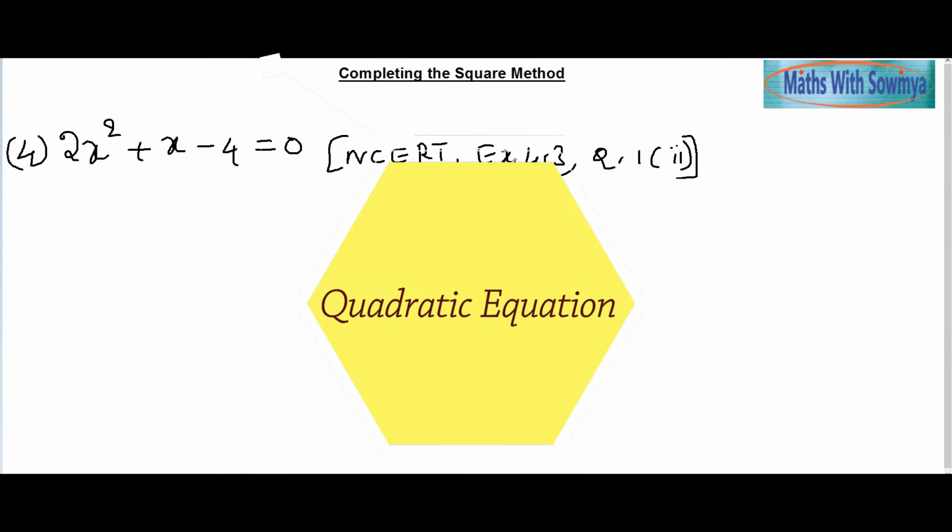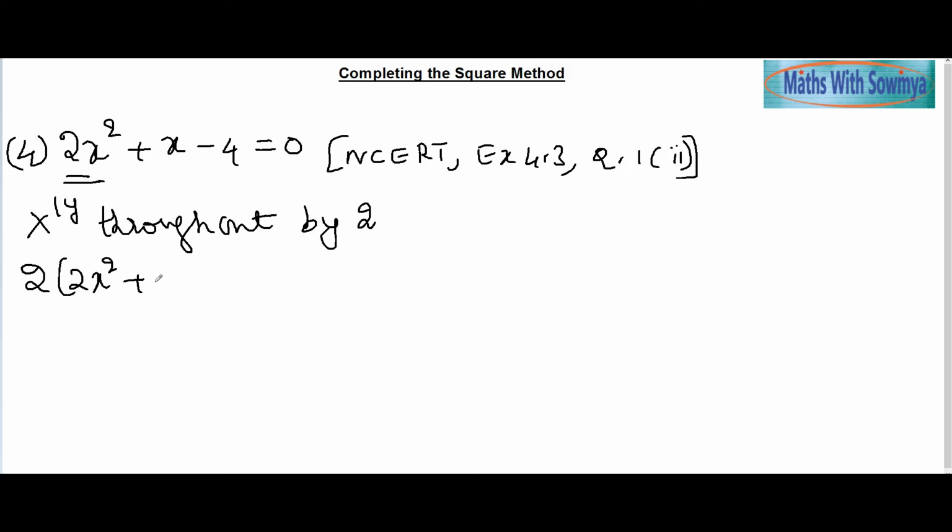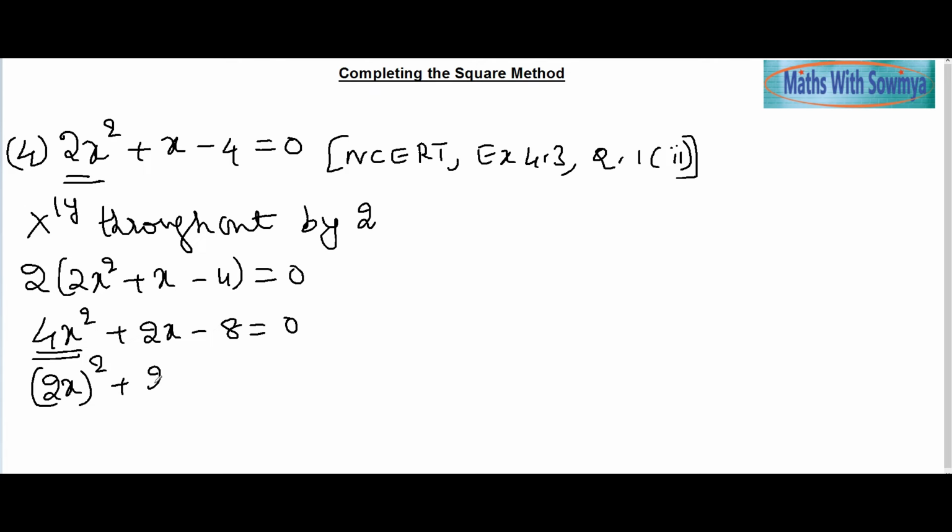This question is from NCERT, exercise 4.3, using completing the square. So again here 2x square is there. I want to make this a perfect square, so multiply throughout by 2. Always, if something is not a perfect square, multiply through by the coefficient. 4x square plus 2x minus 8 is equal to 0. This we can write as 2x whole square plus 2x minus 8 is equal to 0.